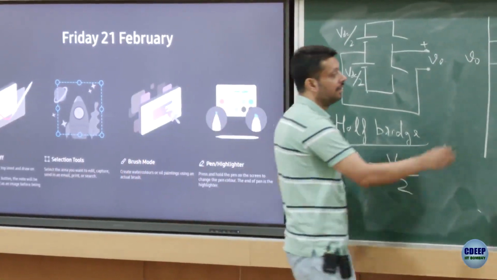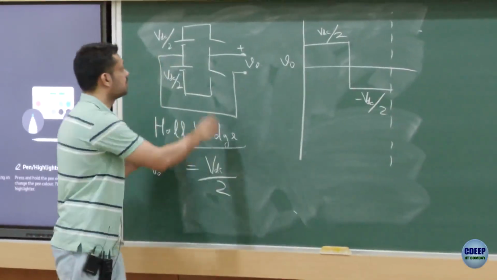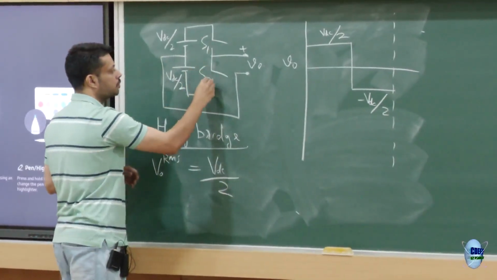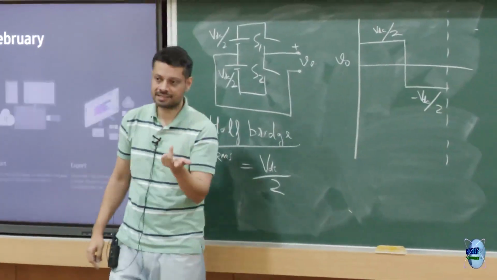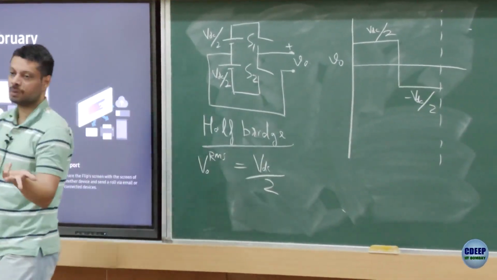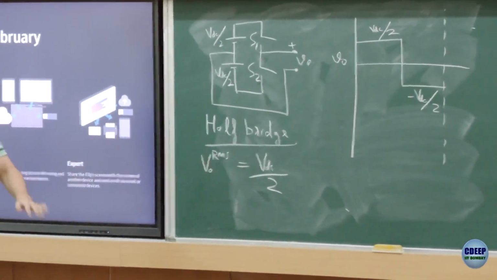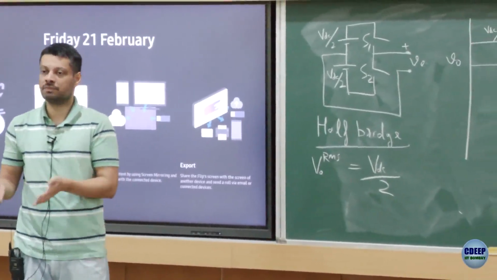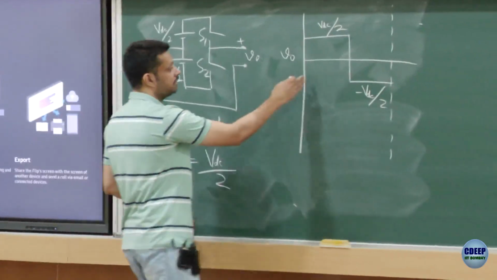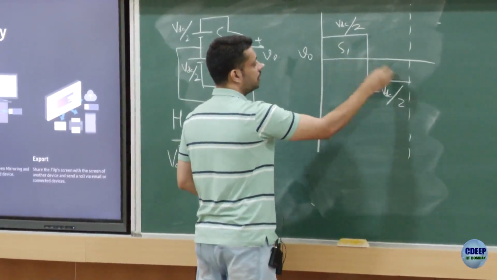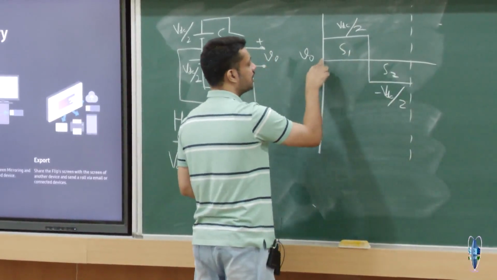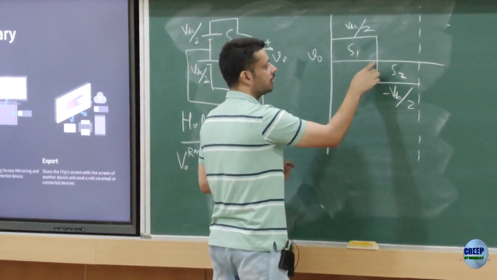Again, if you see, in one cycle there are only two switches, S1 and S2. So S2 turns on once, turns off once, S1 turns on once, turns off once, right? When you have this state, then S1 is on. When you have this state, then S2 is on. So S1 is turning on here, turning off here. S2 is turning on here, turning off here.